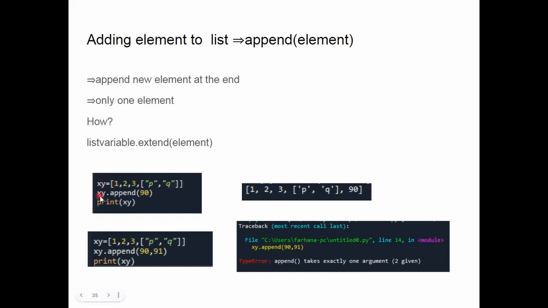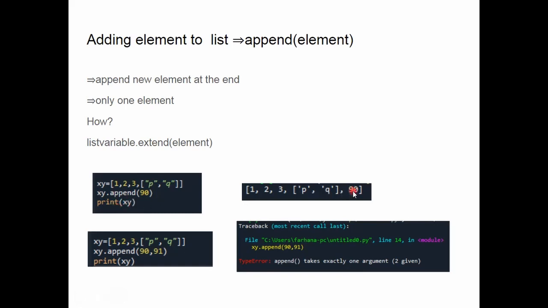So what I'm going to do, using this method, is take the list variable, which is xy dot, and instead of extend we use append. So append and the element, that is 90. If you print the list variable, you can see 90 at the end.